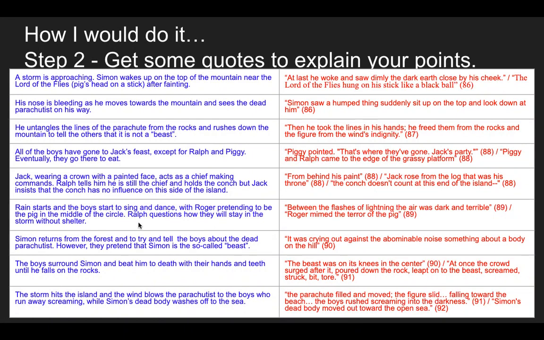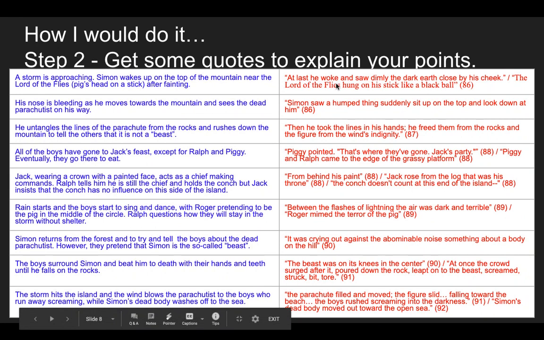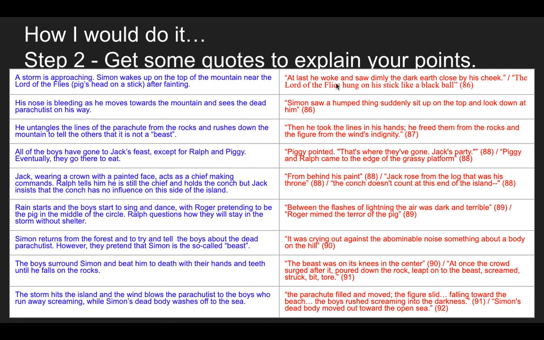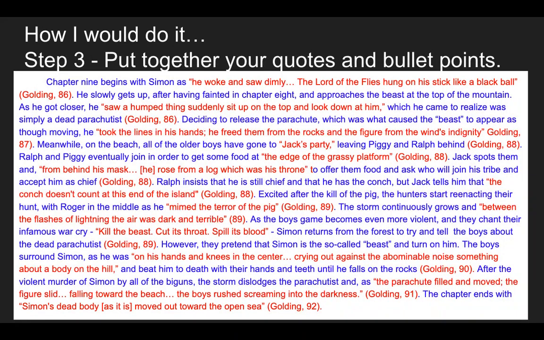We've got "Roger mimed the terror of the pig" matches "Roger pretended to be the pig in the middle of the circle." So get some quotes that kind of match it. This will make it easier to replace your words with the author's words. When you've got a nice table like this done, you can move on. Now remember, I said you only had to do a minimum of 3 quotes, so you don't even necessarily have to fill this out, but it might help you pick the best ones, or the ones you really like. After that, start writing your paragraph.